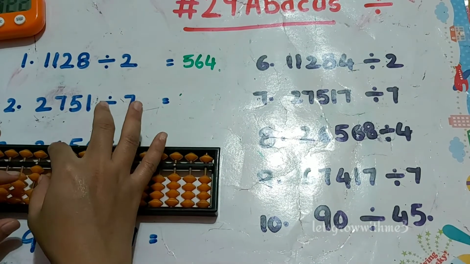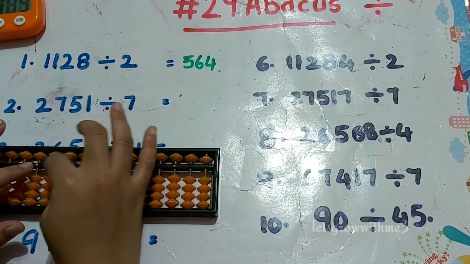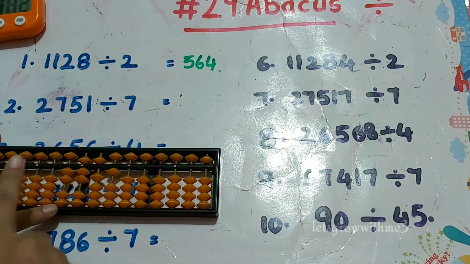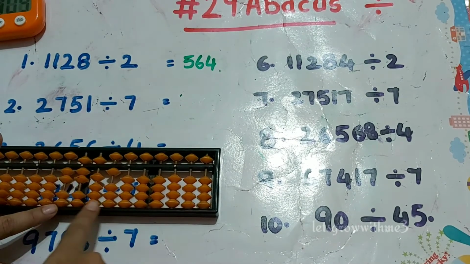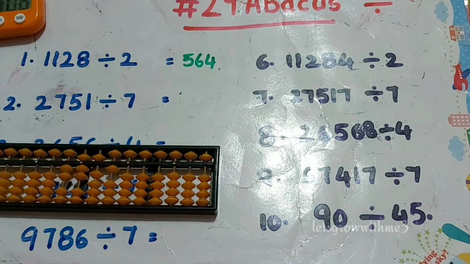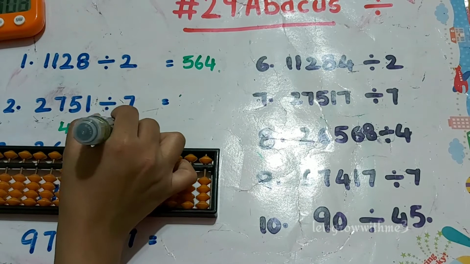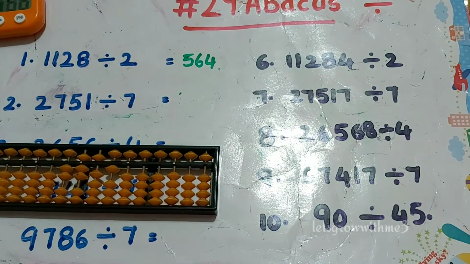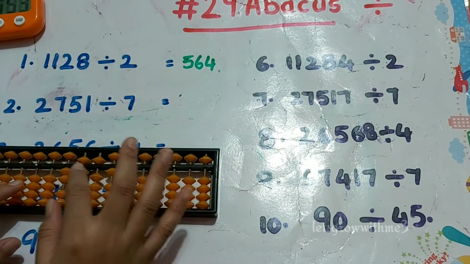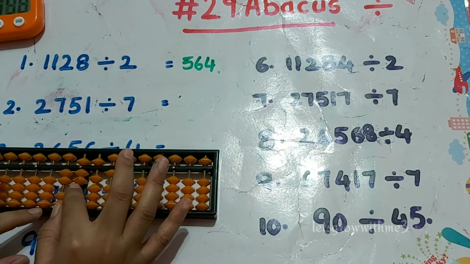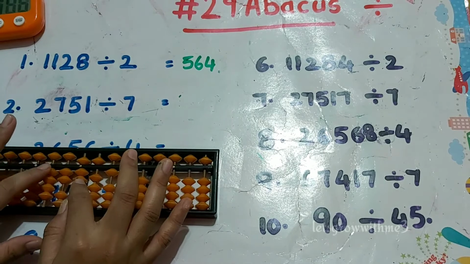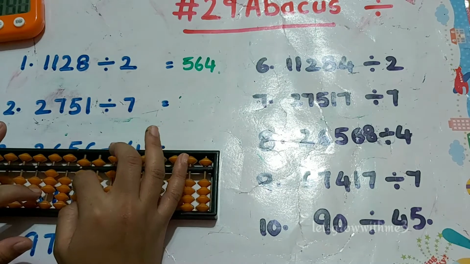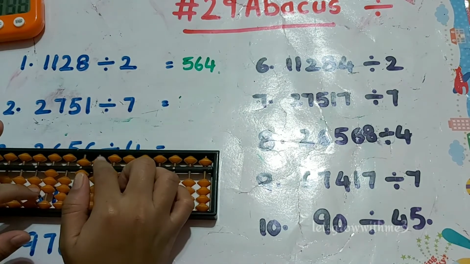Next one, 2751. We must start again with the 10th place. Here also same, we must take 27. 7 3s are 21, because the divisor is more compared to the dividend, so we must take 2 digits. For all the problems here the concept is the same, you must keep from the 10th place onwards because all are 4 digits. So 4 minus 1 minus 1 which is equal to 2. So 7 3s are 21, so I need to subtract 21 from 27.